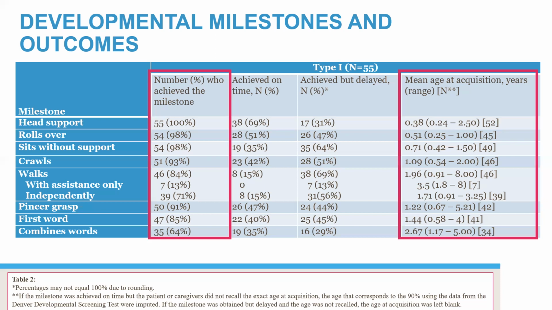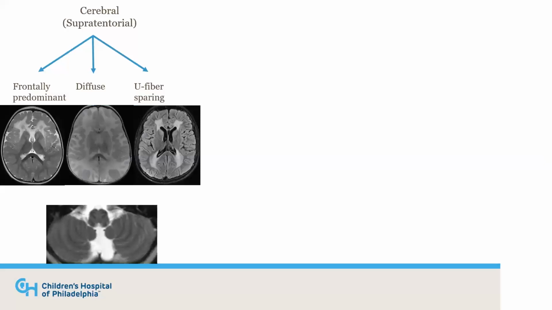And here's the mean age at acquisition. And just picking at walking for a second, the mean age at acquisition of walking was around 2, as opposed to the 1 year or up to 15 months that is typical of a typically developing child. And you can see independently, some patients were able to walk a little earlier, and the means are shifted a little bit by those that are just able to walk with assistance.